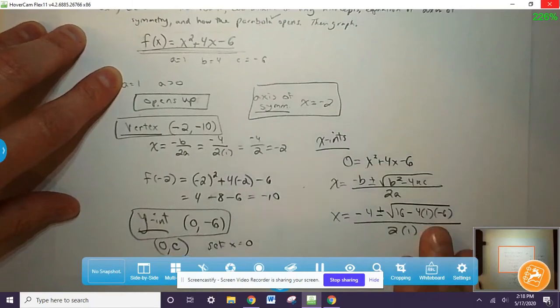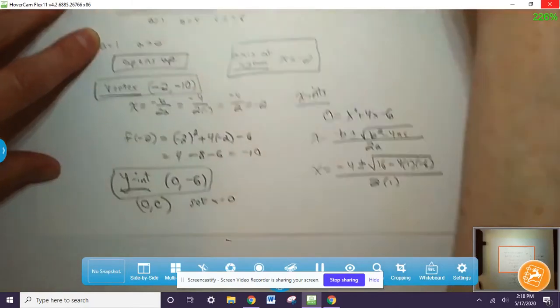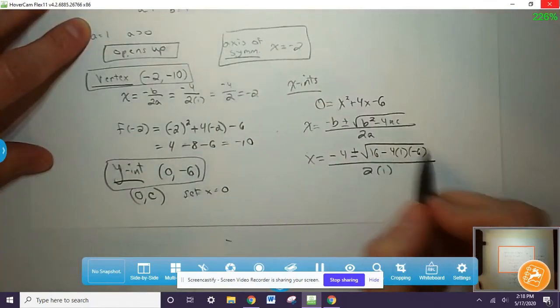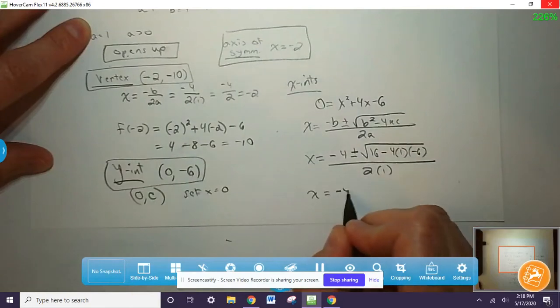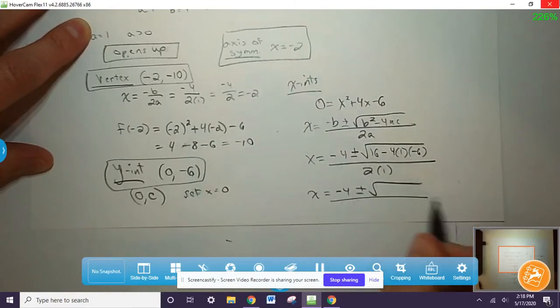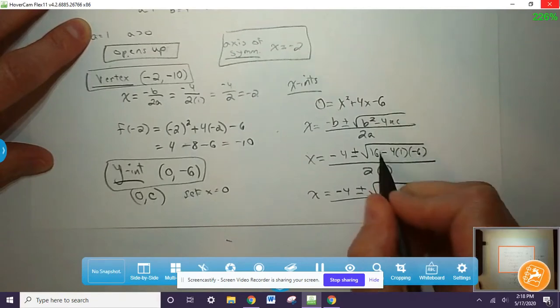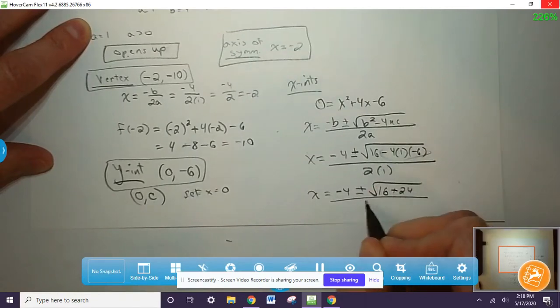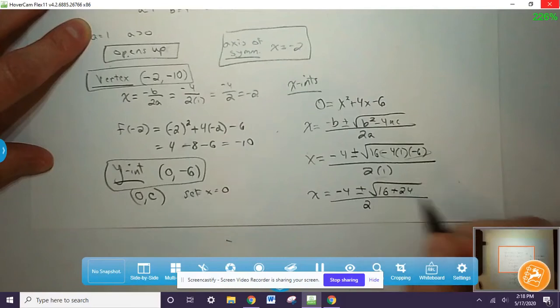And watch out for those signs inside the radicand here, because if you make a sign error in here, you might think you have imaginary zeros when you have real zeros or vice versa. So I have 16, and this is going to become a plus 24. You want to be very careful with that, because if you write minus 24, you'd have an imaginary number, which can happen, but it doesn't happen in this problem.